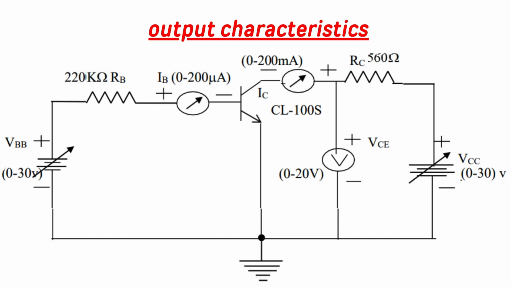of base current. First of all, the base current is 20 microamperes. Then again we will increase the base current to 40 microamperes. Then we are plotting the characteristics for output voltage versus output current.